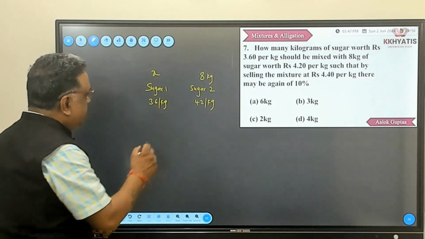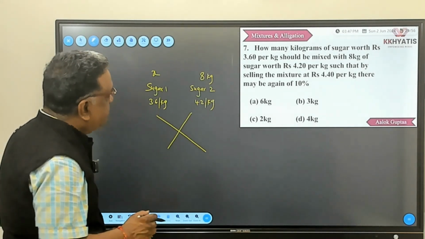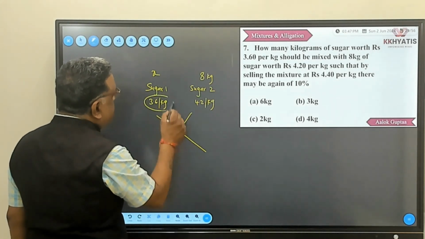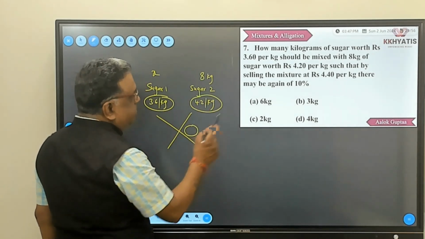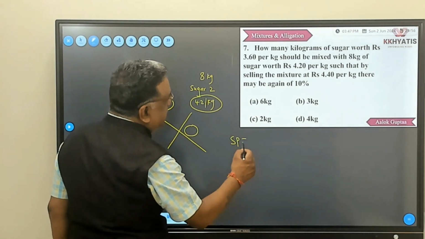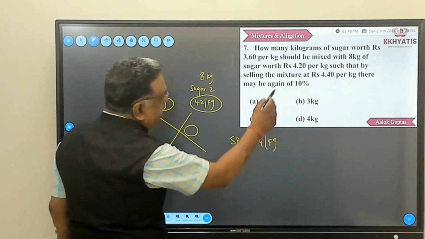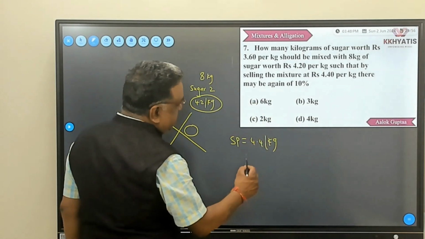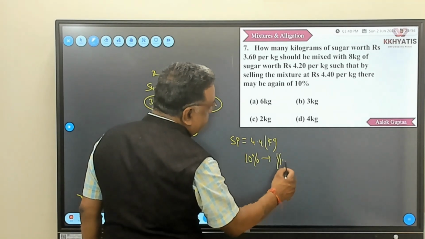And now they have sold this at 4.4. So see, this is the cost. This also is the cost. So here also it should be the cost. But I'm not being given the cost directly. I'm being given the selling price. So selling price is 4.4 per kg. But I've been given 10% gain. 10% gain in fraction is 1 upon 10.